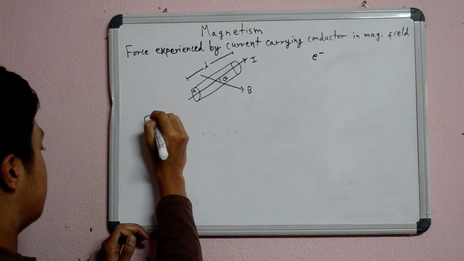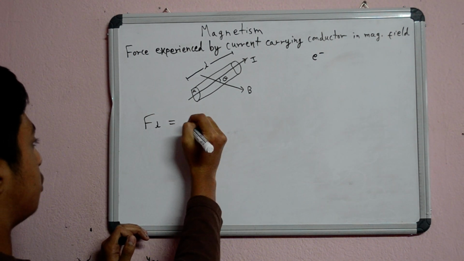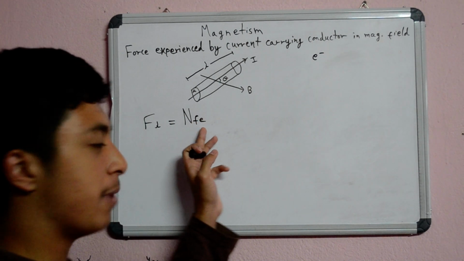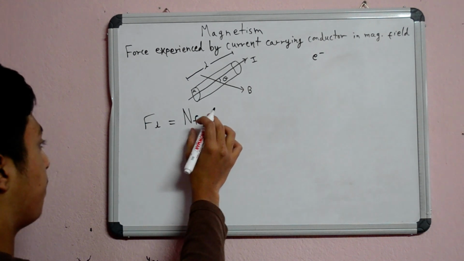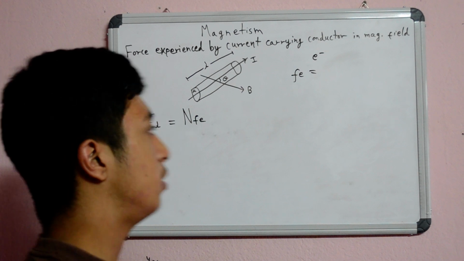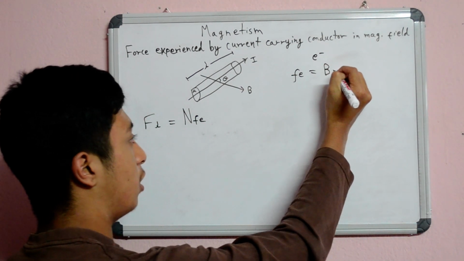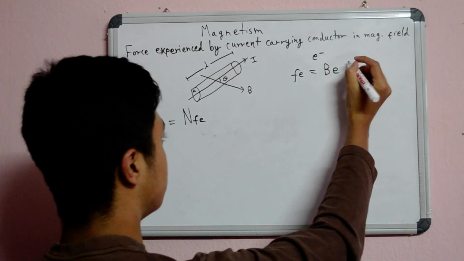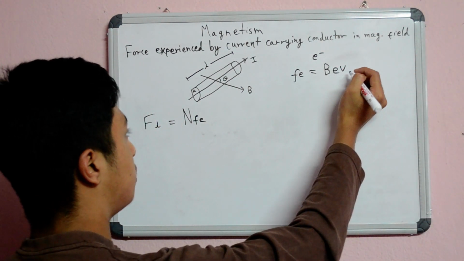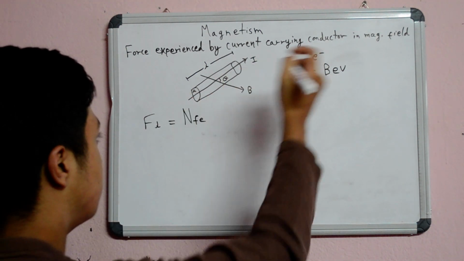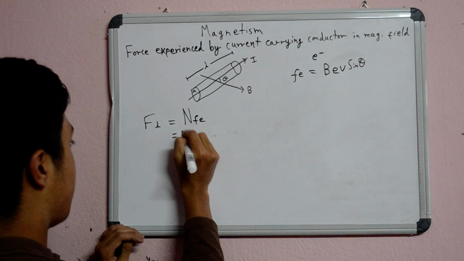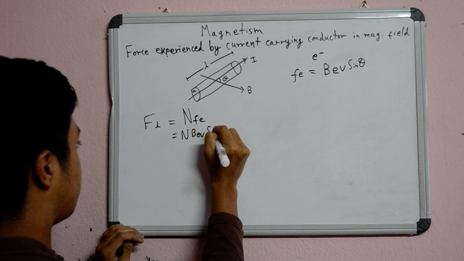So the Lorentz force on this conductor will be equal to the total number of electrons times the Lorentz force experienced by each of those electrons. So here, let's find F. The Lorentz force experienced by one electron is the magnetic field B into charge, which is e, into its velocity, which is the drift velocity, into sine theta. So we have N e v_d B sine theta.